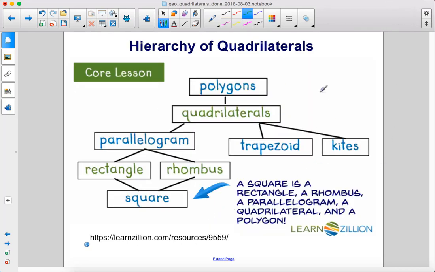Here's a hierarchy. So here we have a little tree that shows that quadrilaterals are all polygons, parallelograms, trapezoids, and kites are quadrilaterals, rectangles and rhombi are parallelograms, and a square is a rectangle, a rhombus, a parallelogram, a quadrilateral, and a polygon.